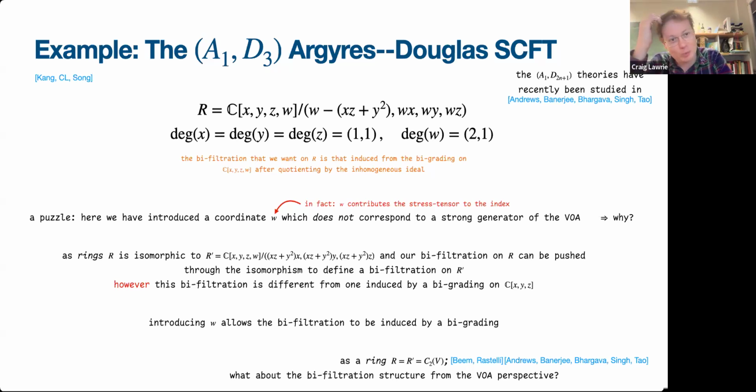Of course, we could also have taken R prime and said we'd like to put a different filtration on it. So this does bring me to an important point, which is that the two rings are the same as rings. They're the same as the C2 algebra as a ring. But it's clear that the bifiltration structure is very important, and I would like to know what this is. What is the correct bifiltration from the VOA perspective? Which in some sense should tell us why the right thing to do is to add the stress tensor explicitly, even though it's not a strong generator.